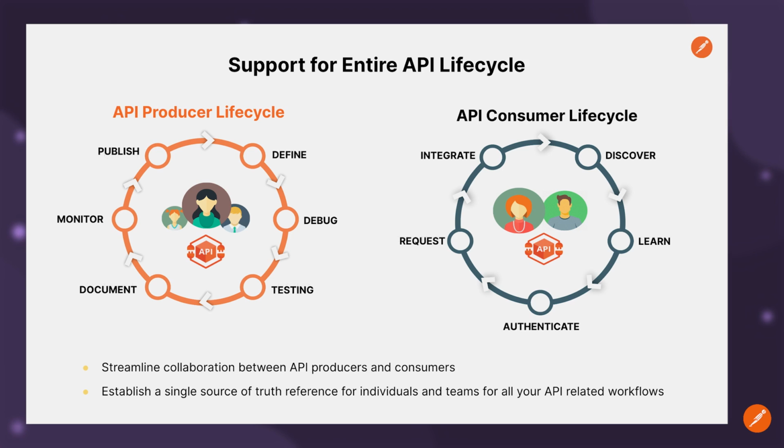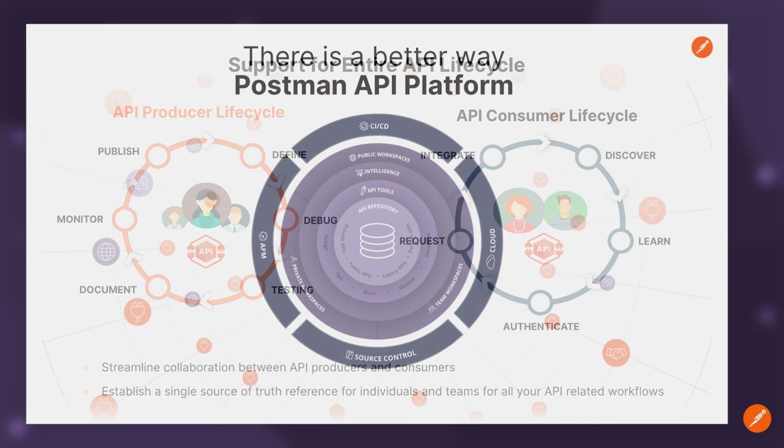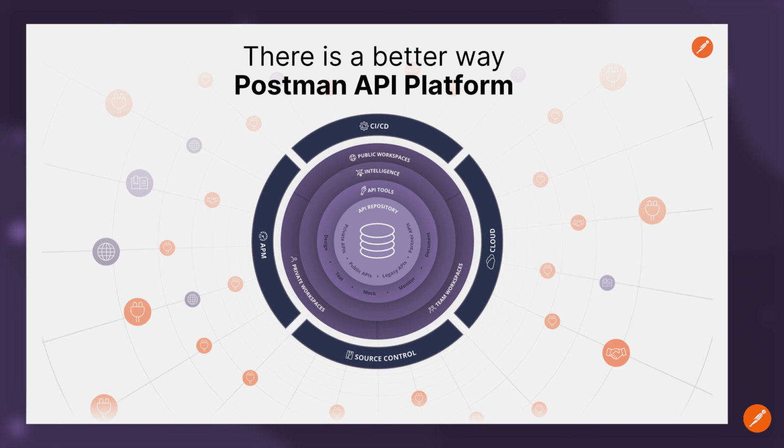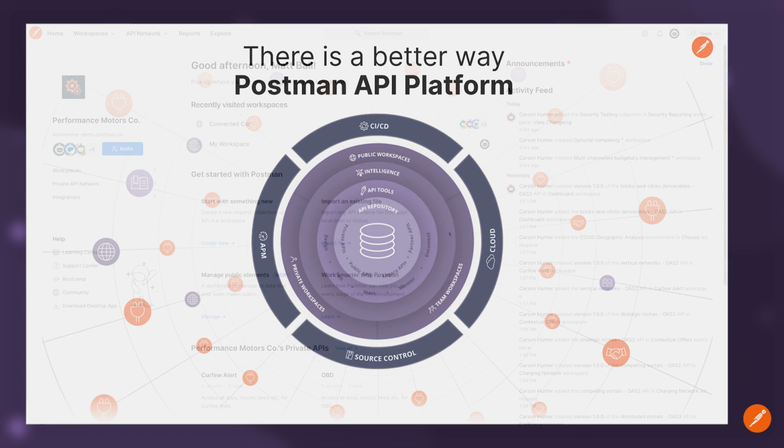So Postman supports the entire API lifecycle. Postman really sees two life cycles. There's the life cycle of the consumer and the producer. And our platform really aims to cater for both of these life cycles such that both producers and consumers can collaborate together. So what we'll do today is we'll take a look at the Postman Enterprise platform. We'll walk through some of it and talk about how these challenges can be solved.